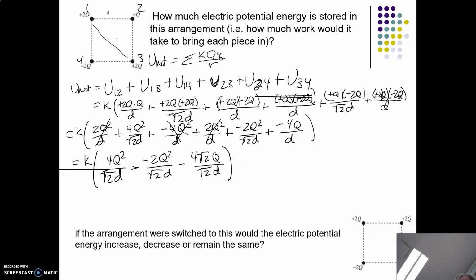Okay, so if I look at this, we can simplify that part right there. So that's 2q squared. So that simplifies that. Minus 4 root 2. Sorry, that was a q squared. Sorry, I lost my q squares. Q squared all over root 2d.